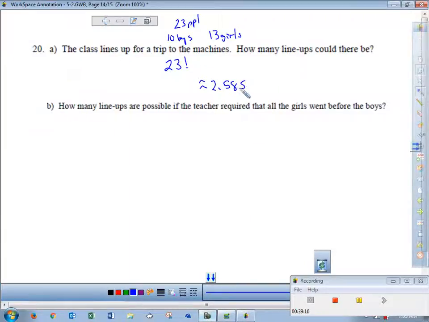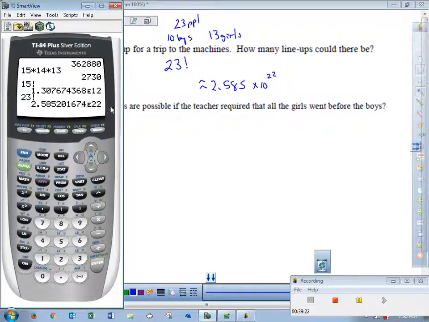585 times 10 to the 22nd power. There's no need to write all the zeros out because you'd have to write 13 more zeros after that. So let's go 3 decimal places after that and then just write times 10 to the 22nd power. That is a big old number.